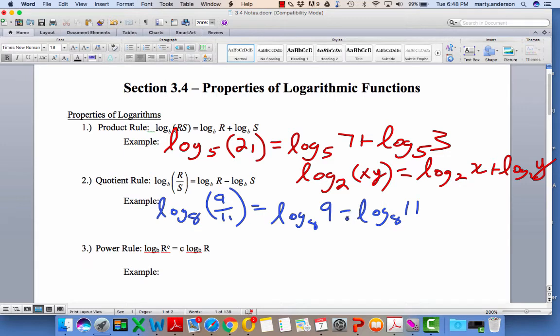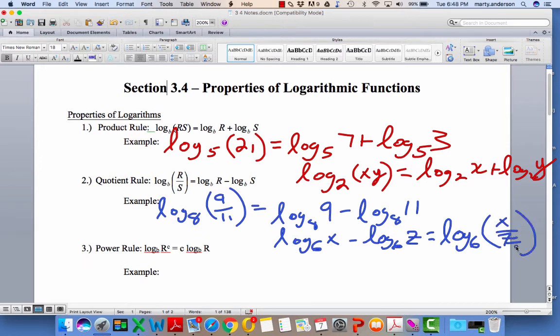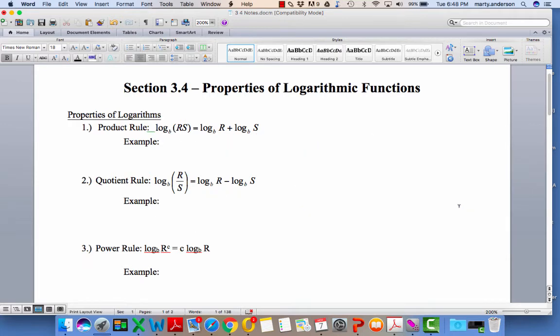You can also go back the other direction. You can take the log base 6 of x minus the log base 6 of z. You thought I was going to say y there, didn't you? And now you can say, okay, I've got the log of the same thing, and if I want to turn it into one log, I can make it into x over z. So it works in both directions. Product rule and quotient rule. These will be used extensively when we start solving problems.